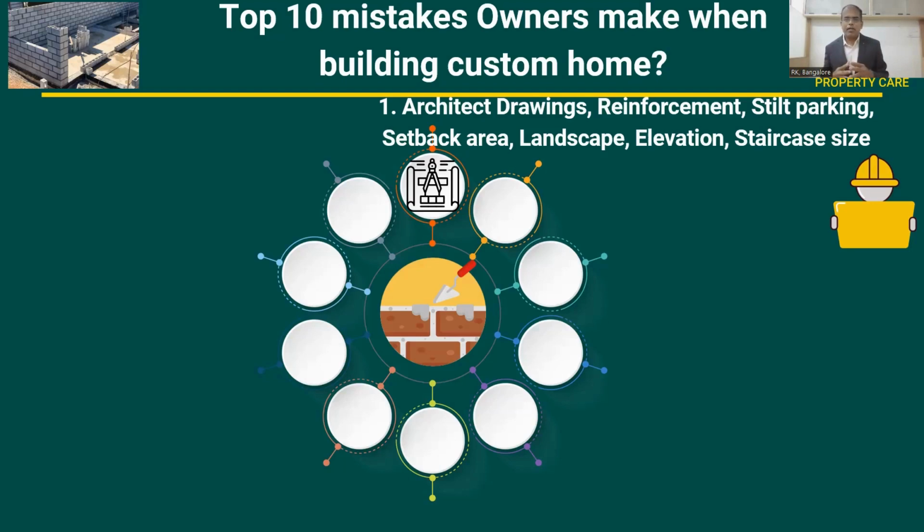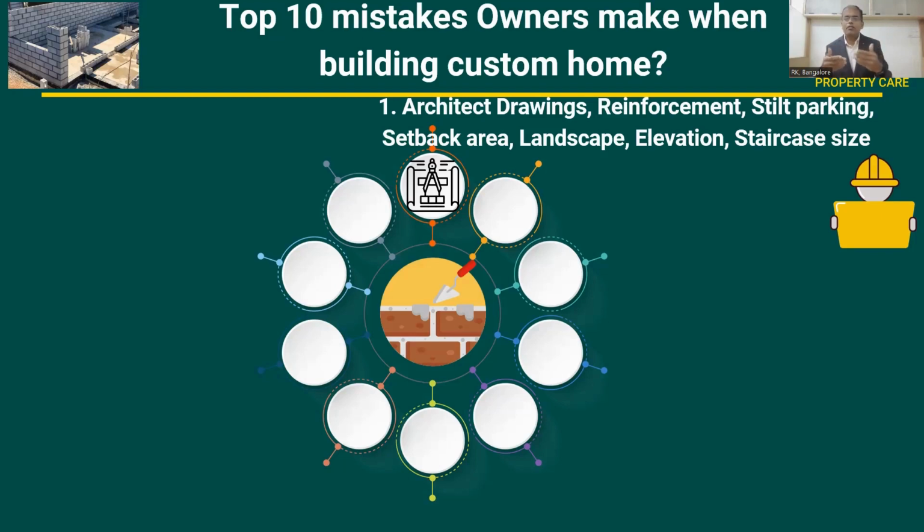And landscaping should have proper planning: where the garden is coming, and what type of marking for that. The architect will help with that. Then get a proper elevation, so that your entire building gets a good look.